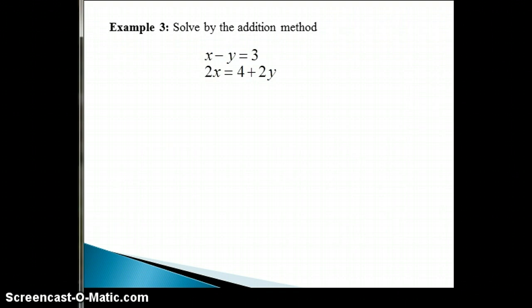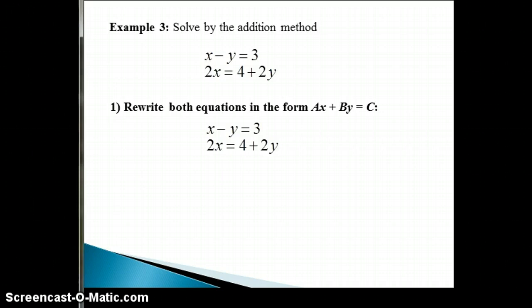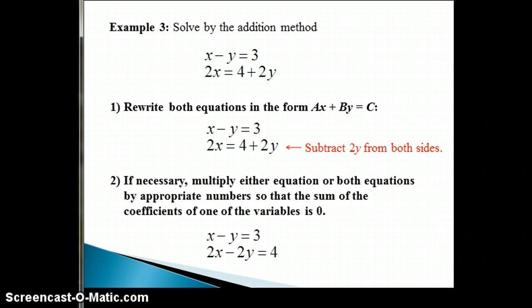In this example, since the bottom equation is not in the proper form, we first need to subtract 2y from both sides of the bottom equation. Now we need to determine which variable would be easiest to eliminate. Notice that both the x and y in the top equation have coefficients of 1 or -1, so either variable would be just as easy to eliminate. Let's try to eliminate the x's. Can you think of what number we might multiply one of the equations by to make this happen?